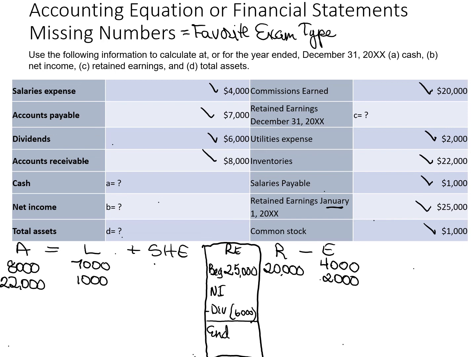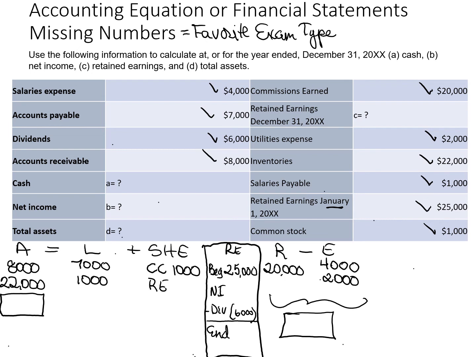So we know that shareholders' equity is made up of the common stock and the retained earnings. So common stock, $1,000. All right, I've gotten rid of all my numbers. The things I'm missing: cash is an asset, so I'm going to make a box for cash. Net income is the difference between revenue and expense, so I'm going to make a box for net income.